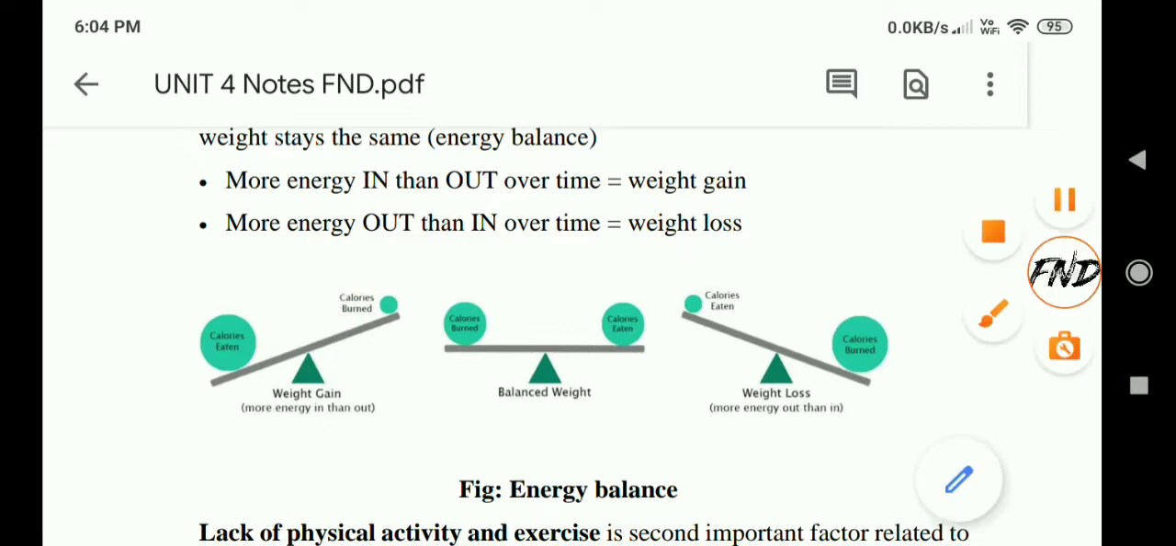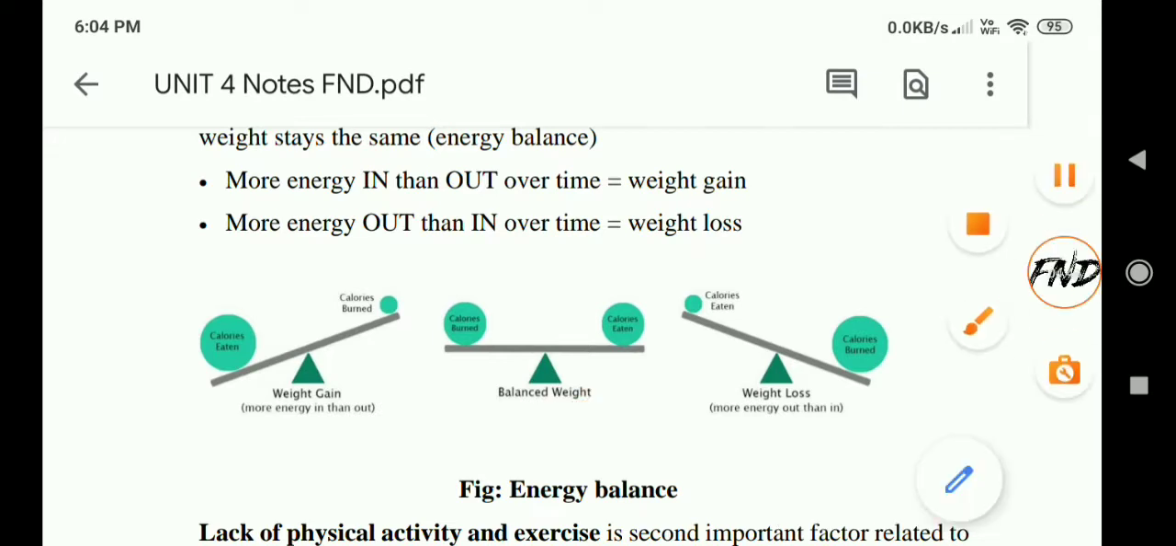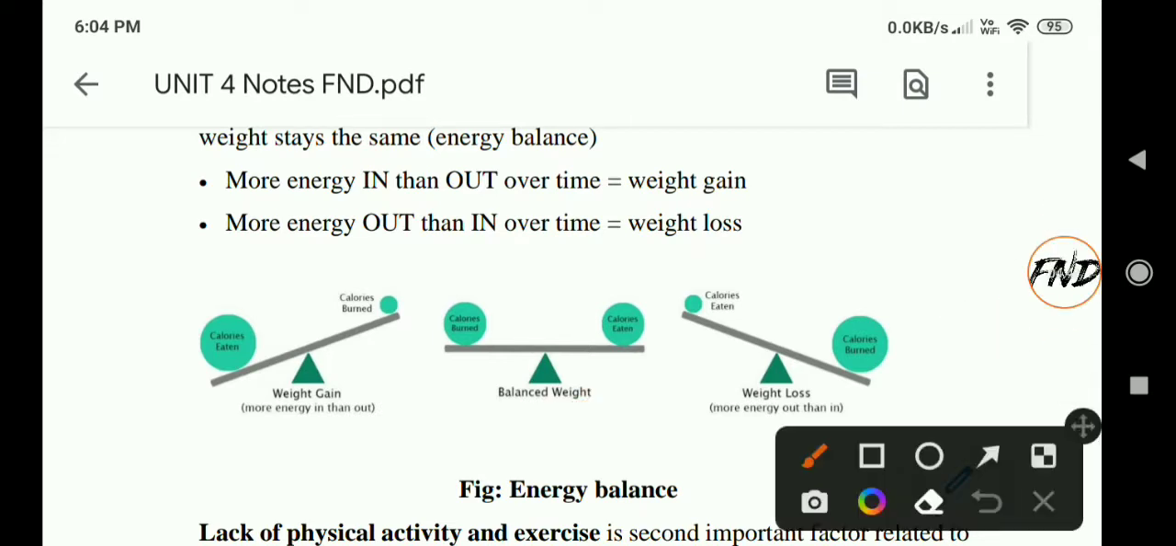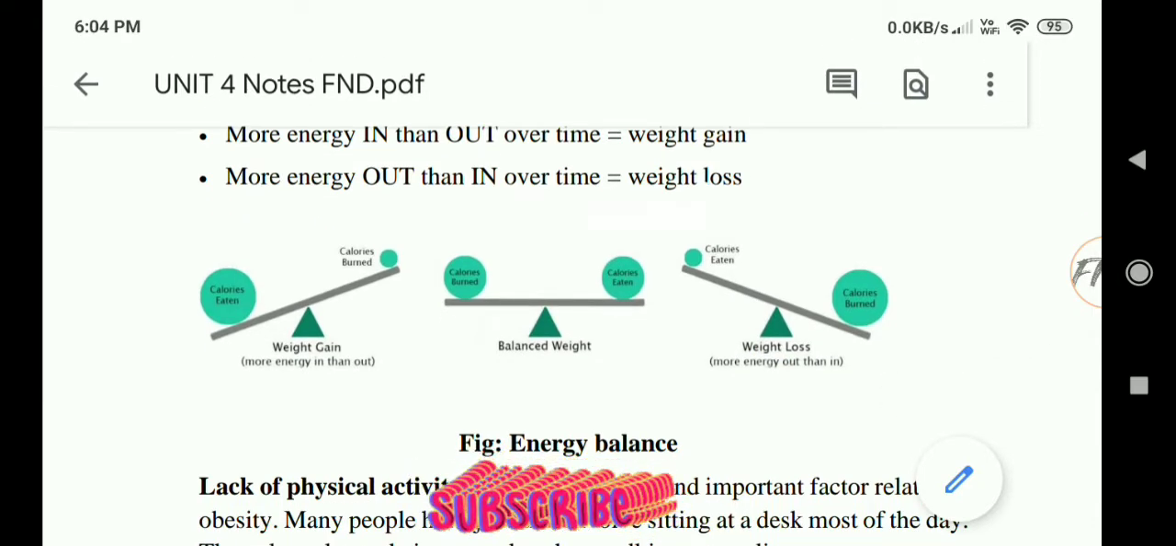And if a person eats a balanced diet, then he is always balanced and doesn't suffer from many diseases like the obese people suffer. And if the person eats fewer calories and burns more calories, the person suffers from weight loss. So this is a very nice table, a figure that defines all three categories of the BMI, very useful.